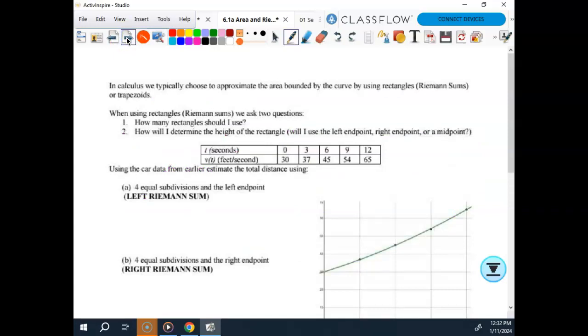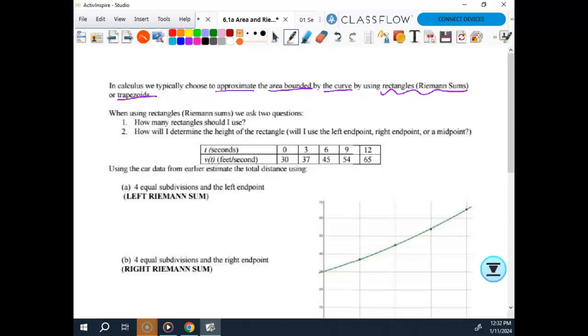Now, it says in calculus, we typically choose to approximate the area bounded by the curve by using rectangles, that's your Riemann sums, or trapezoids. So we are going to need to know the formula for a trapezoid, but that's okay. I'll get you there just fine. When using rectangles, Riemann sums, we ask two questions. How many rectangles should I use? But here's the good news. The number of rectangles you should use is whatever the question says. It'll tell you, okay? How will I determine the height of the rectangle?